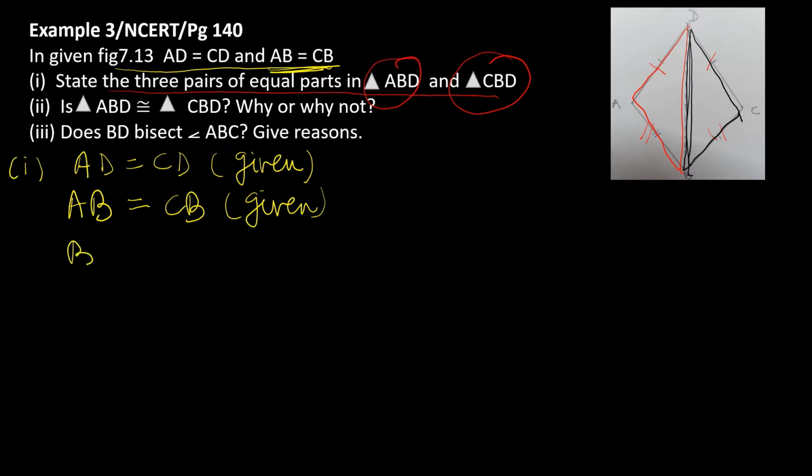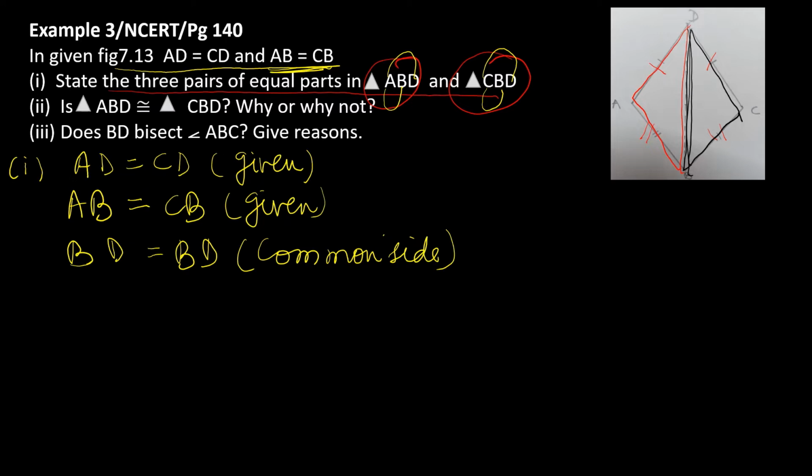When you are writing, just write in the order. See, in this triangle AB is equal to CB. Just check the order. Now here AD is equal to CD. So BD is equal to BD. And what is the reason? This is a common side. When you are writing for the congruency, it is very important to write in the order. So we have stated the three pairs of equal parts.